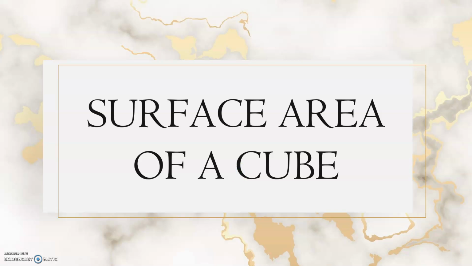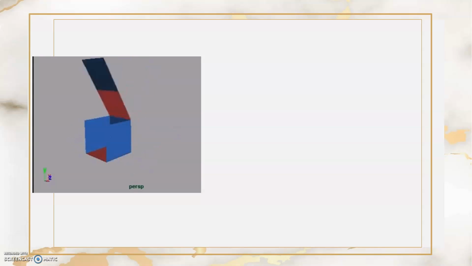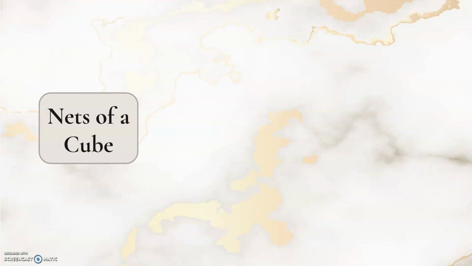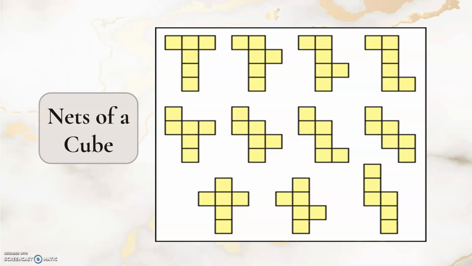Hi everyone, today we will talk about surface area of a cube. Let us recall that a cube is a three-dimensional figure which has exactly 6 congruent square faces. And this is how it looks like. Now here are the other nets of a cube. Though they are formed differently, they all have exactly 6 congruent square faces.